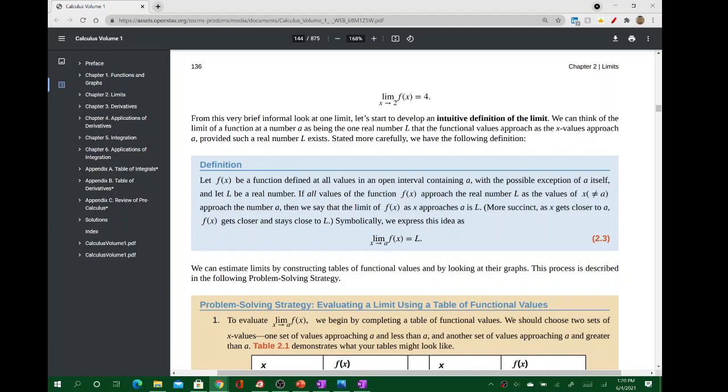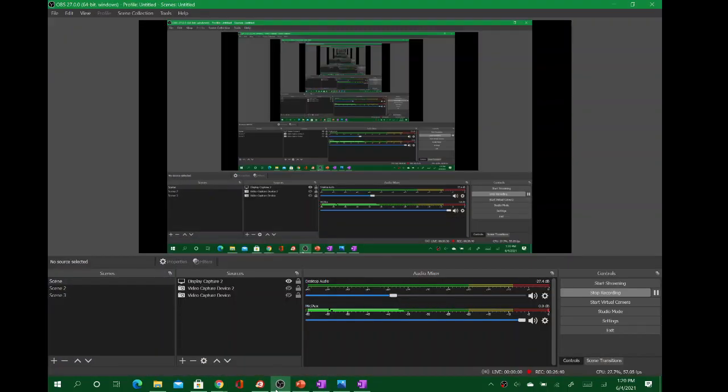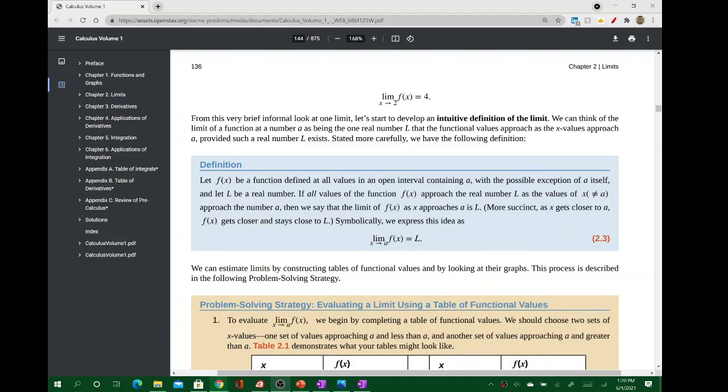It says if all values of the function f of x approach the real number L as the values of x which do not equal a approach the number a, we can say that the limit of f of x as x approaches a is L.